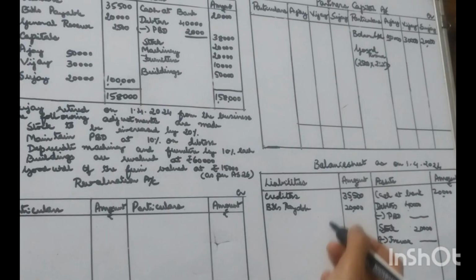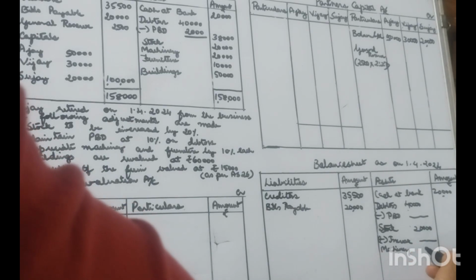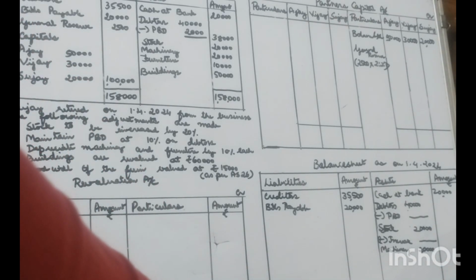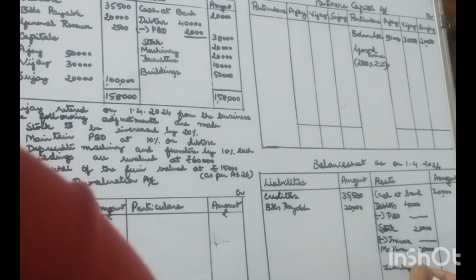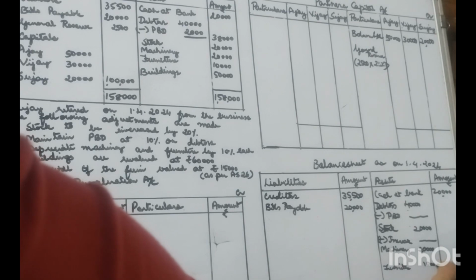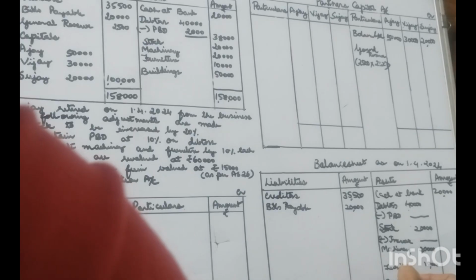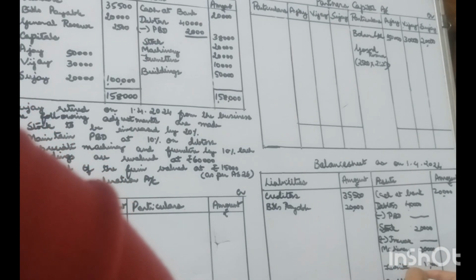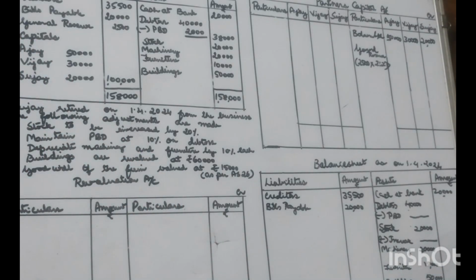Next, machinery and furniture also have to be adjusted. The value of machinery is 20,000. Next, furniture. The value of furniture is given as 10,000. That must be recorded. So building, the value of building is 50,000. So these are the entries that have to be made.